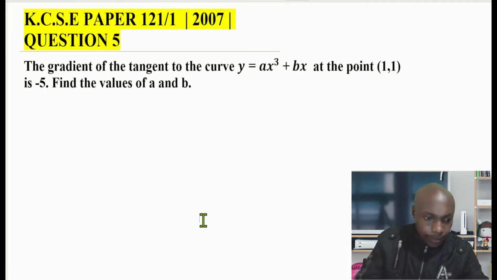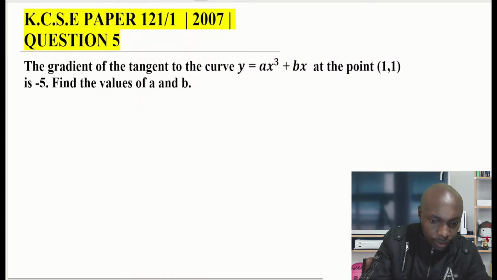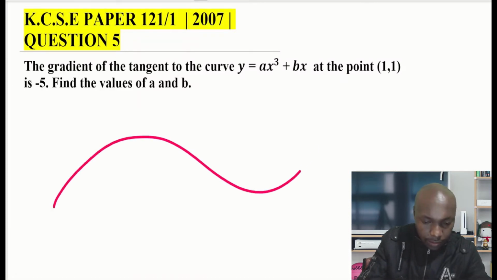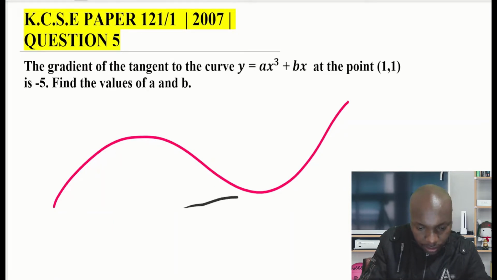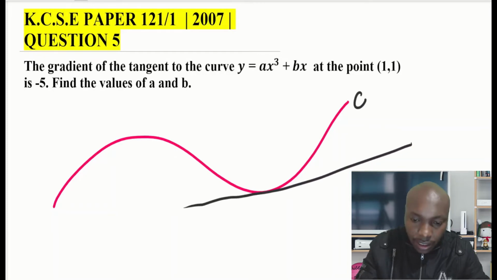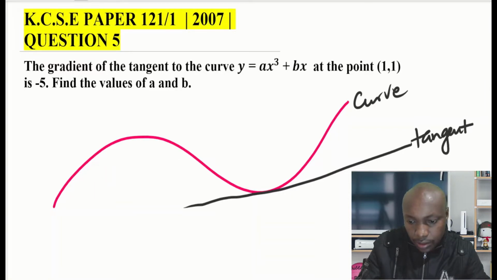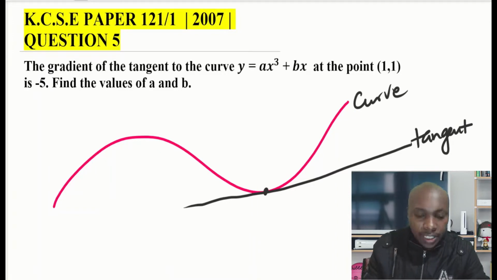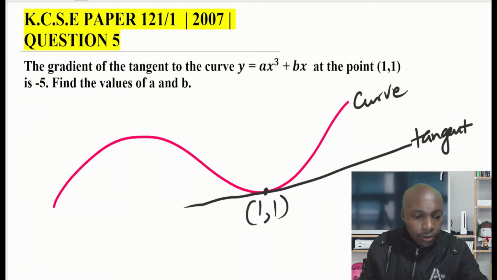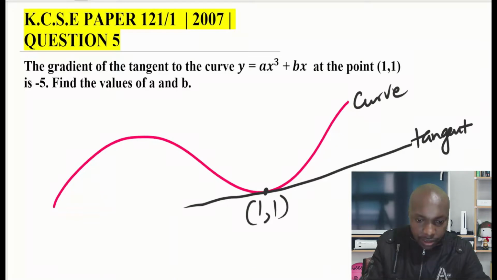I'm going to begin by sketching this curve. This is the curve, and then I will also draw the tangent to that curve. This is the point common to the tangent and to the curve, and that point is (1, 1). You're given that the gradient of the tangent to the curve at this point is negative 5. Find the values of a and b.